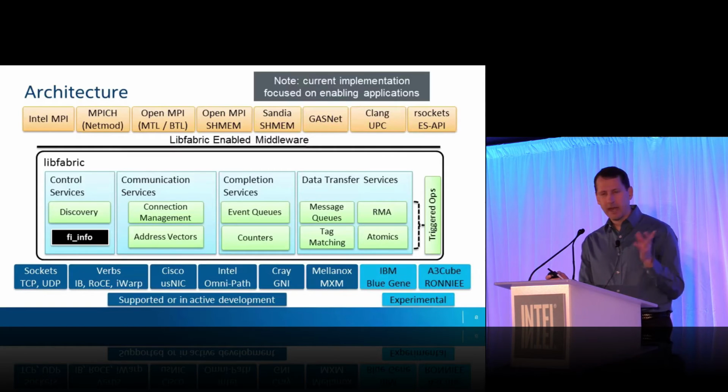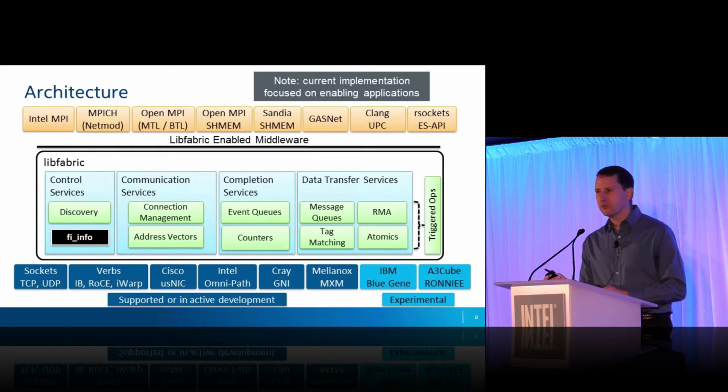The address vector component, this is our set of interfaces designed around abstracting the fabric and abstracting the addressing that may be particular to that fabric. So whether you're using an Ethernet-based fabric, an InfiniBand-based fabric, or an OmniPath-based fabric, an application can be oblivious to whatever that addressing scheme is and how those addresses get resolved into something useful by the hardware.